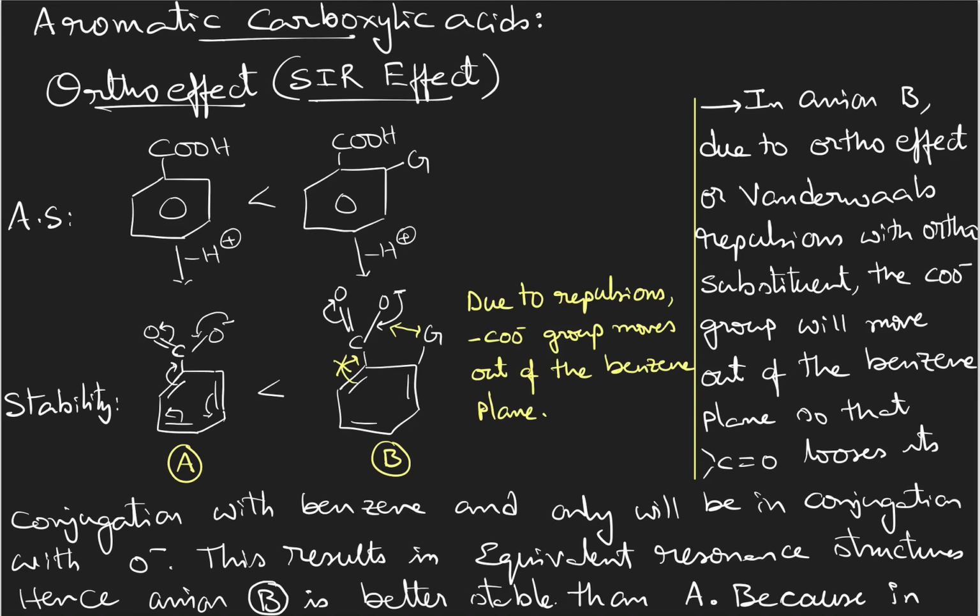The ortho effect can also be called the SIR effect, steric inhibition of resonance. In GOC, I have clearly explained and given detailed notes on what this SIR effect is, steric inhibition of resonance. Steric factors, steric hindrance, and steric repulsions will hinder the resonance from happening.